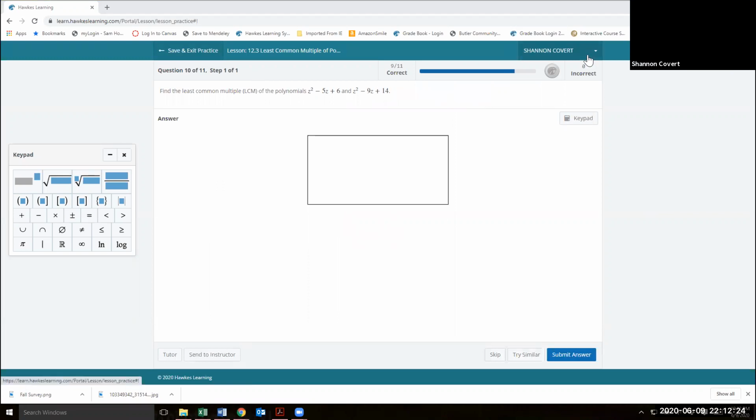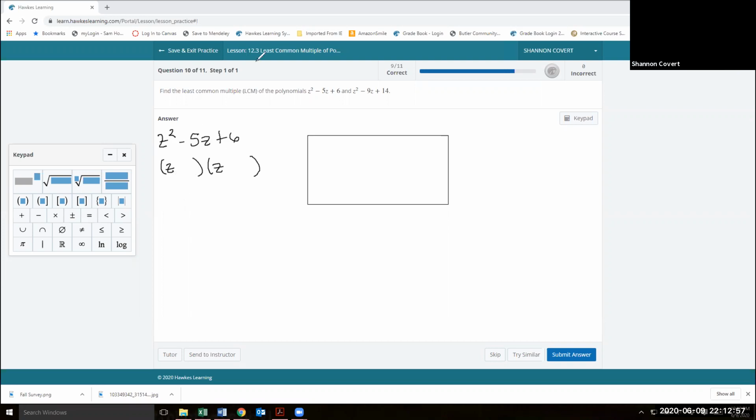Once again, find the least common multiple of the polynomials. In this case, we have z squared minus 5z plus 6 and z squared minus 9z plus 14. So we will start by factoring z squared minus 5z plus 6.